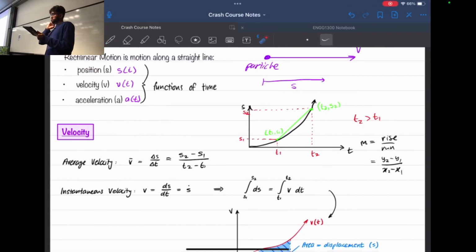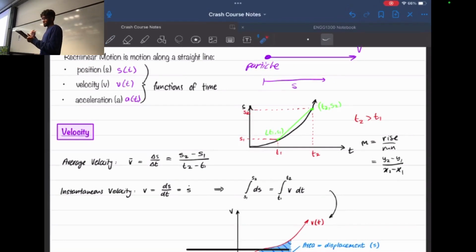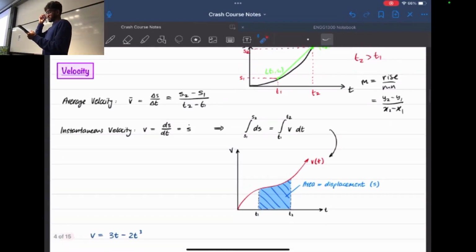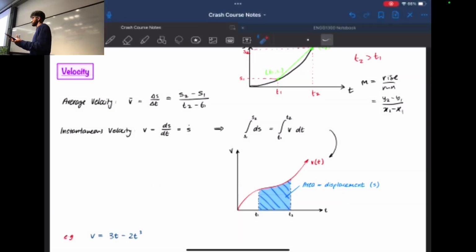Okay, all good? Can I move on? Okay. So now I'm going to move on to instantaneous velocity. This is a bit more specific than average velocity. It uses calculus to calculate the velocity.